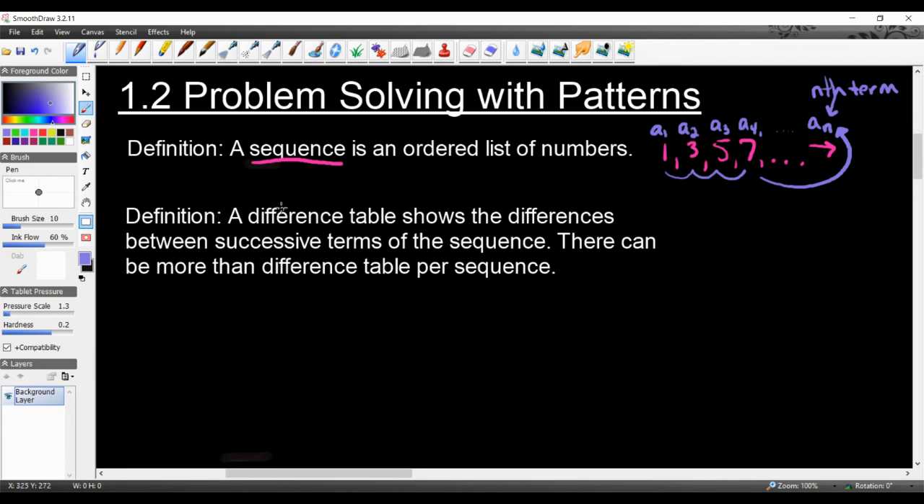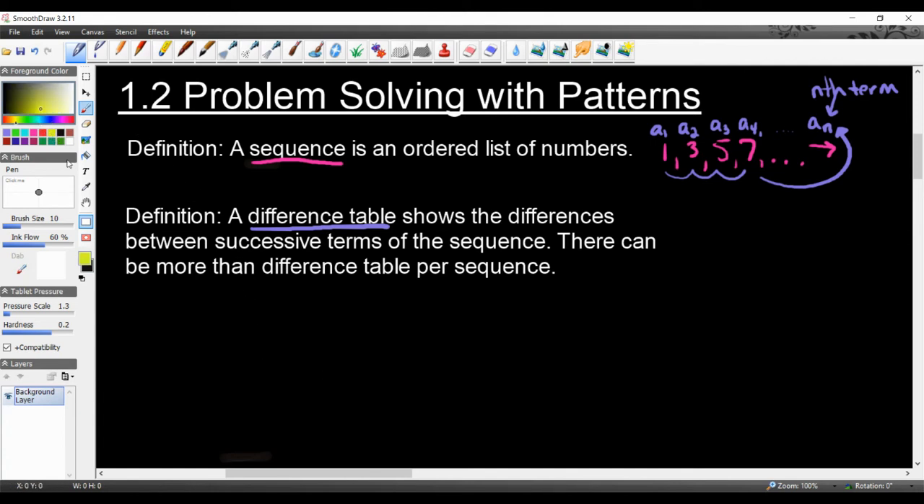Our next definition is something called a difference table, and this is what we're going to be using to find that pattern. A difference table shows the differences between successive terms of the sequence. It's important to note that there can be more than one difference table per sequence. So let's jump right into an example, just so we can see what we're talking about.